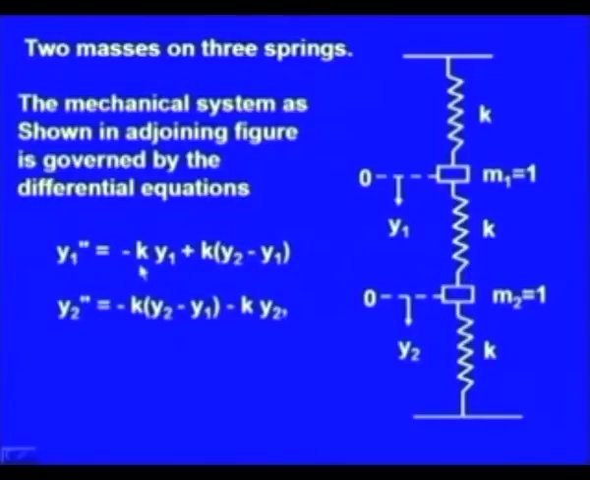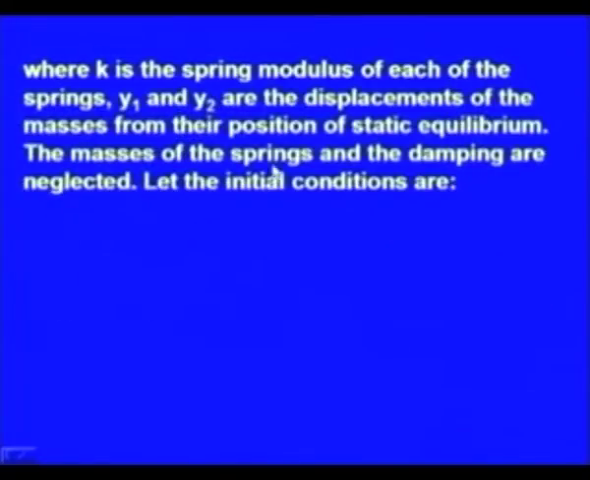So, we have for the mass m1 the resultant force will be k times y2 minus y1 minus k y1, while for the mass m2 it will be minus k times y2 minus y1 minus k y2, which is acting upwards. So, we have put a negative sign here, where k is the spring modulus of each of the springs, y1 y2 are the displacements of the masses from their positions of static equilibrium, and we are assuming that the masses of the springs and the damping is negligible.